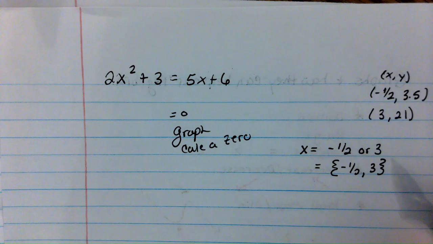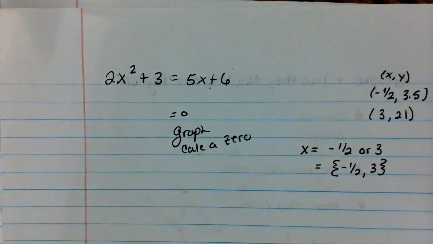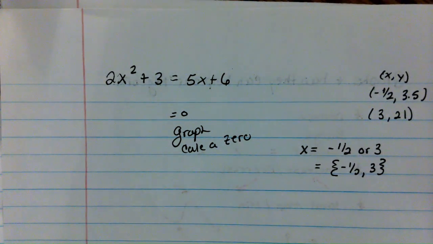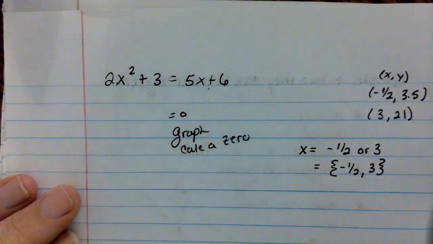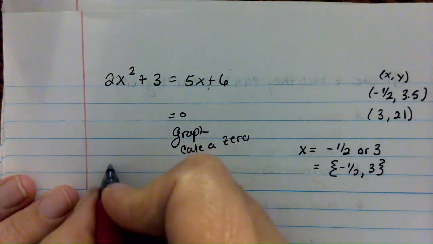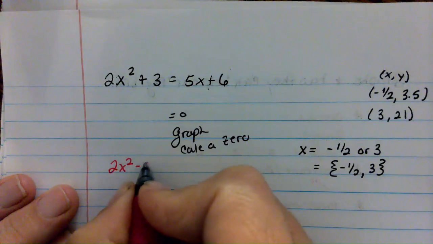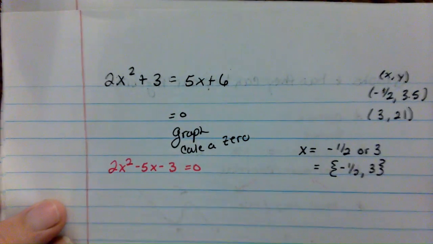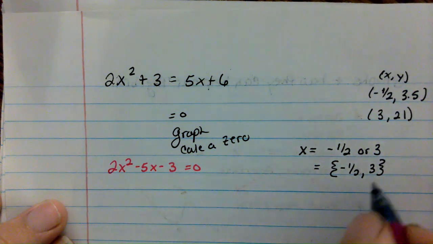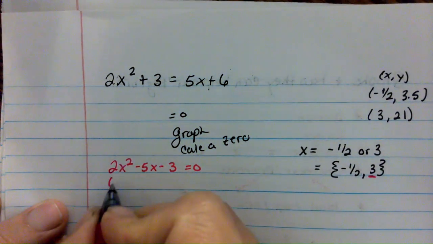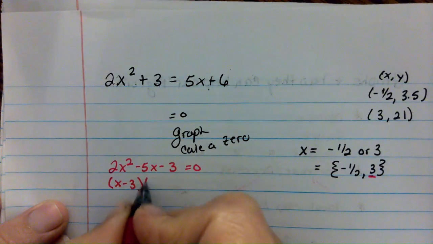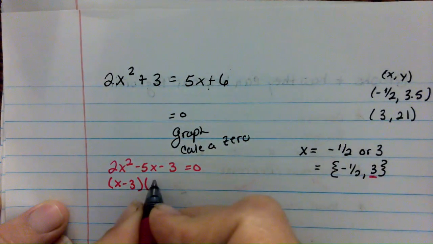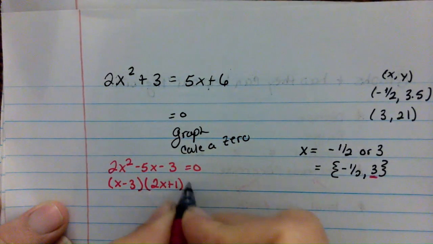Now that I know my two answers, I can actually come back in and solve it algebraically, because your teacher's probably going to want to see that. However, I'm going to cheat. I know that one of my answers is 3, so when I factor, I'm going to have x minus 3. The other one's -1/2, which will give us 2x plus 1.